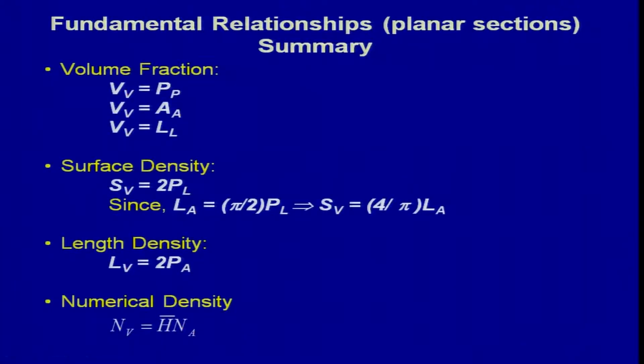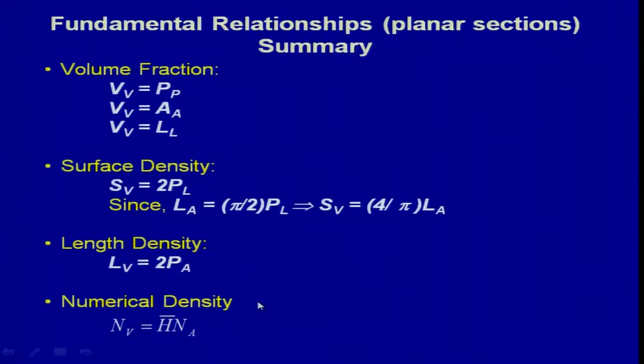Just to summarize, what are the fundamental relationships we have covered? Well, volume fraction can be estimated by point counting as point fraction, actually measuring the area of the phase of interest as area fraction, or using a line probe and measuring a line fraction. Similarly, surface density is equal to 2 times the number of intersection counts per unit length, or the length density as 2 times the number of points that are observed on the 2-dimensional structure in a unit area.